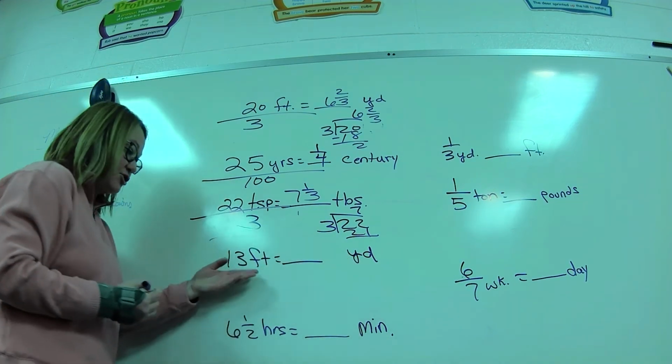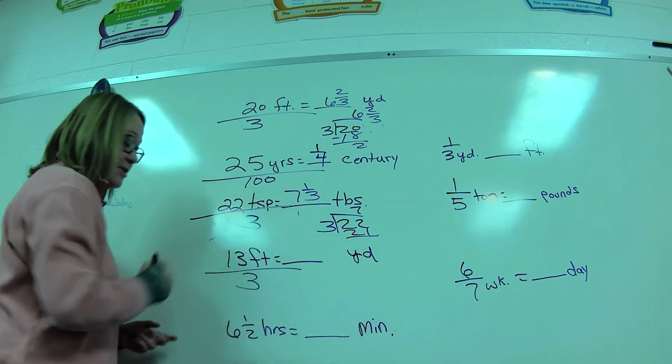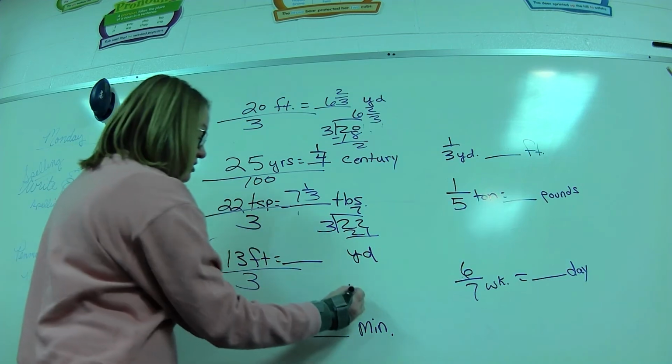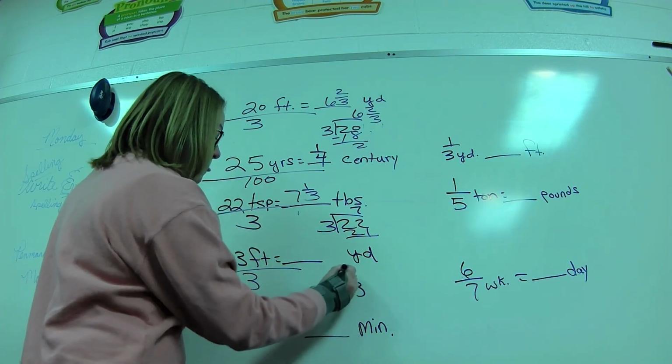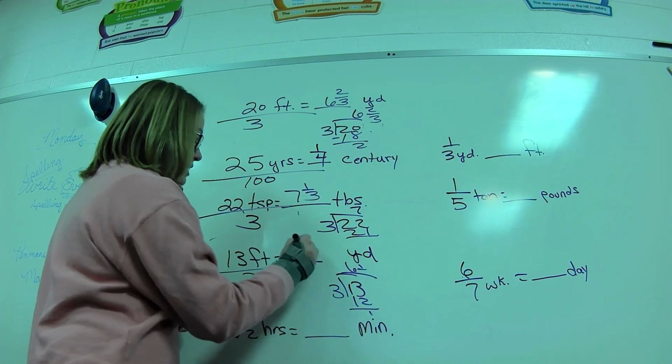All right, here I have feet to yards. So again, I'm going small to large. So let's divide by 3. So that's an improper fraction. 13 divided by 3. It's going to give me 6, it's going to give me 6 and 1/3.